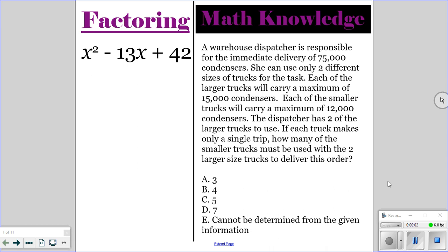All right, so y'all go ahead and do the factoring and the math knowledge question for today. Pause the video, and then once everyone is finished, you can unpause the video and I'll go over the correct answers. So for the factoring, you should have (x - 6)(x + 7).